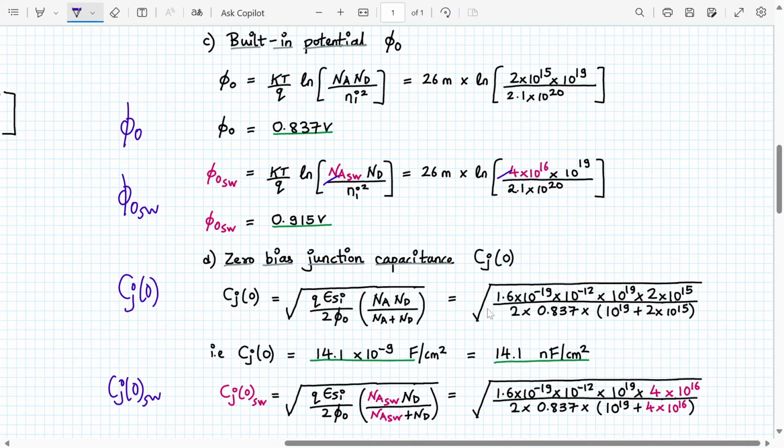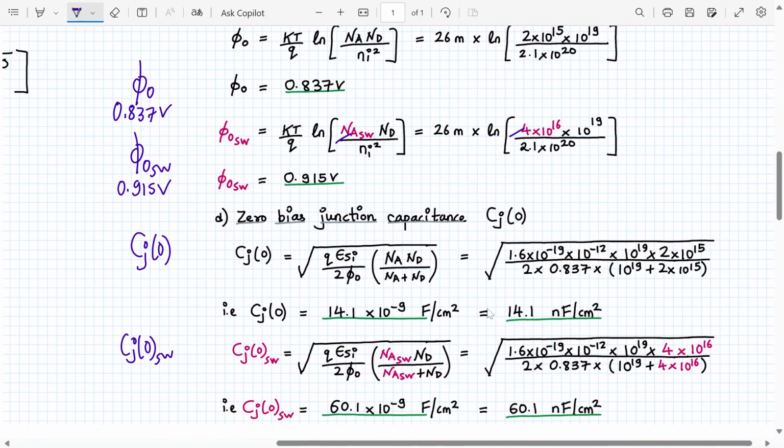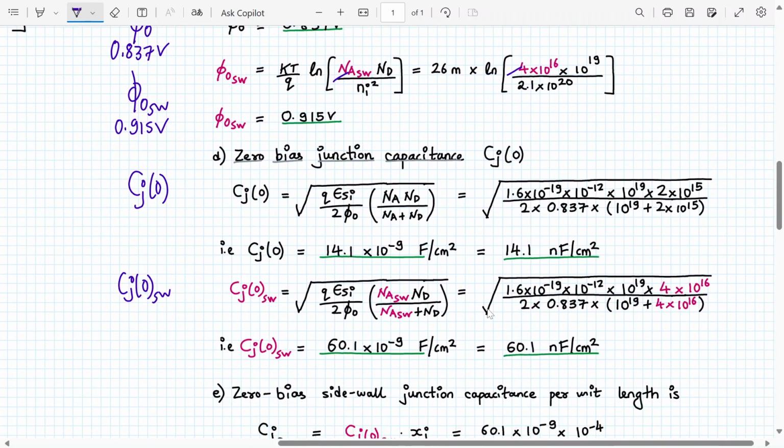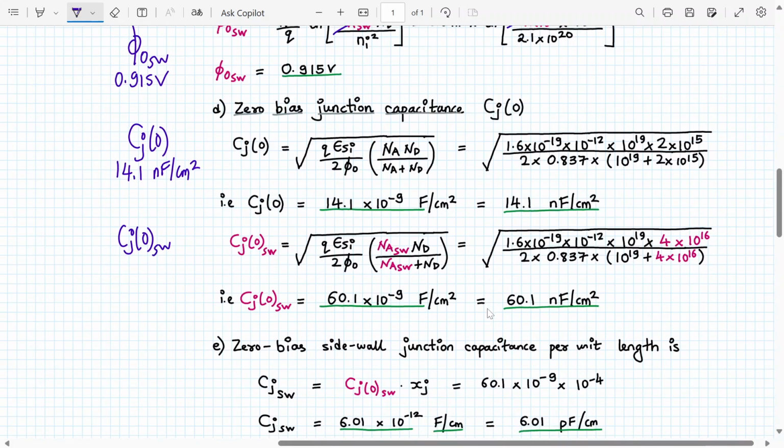Here let me write the value. This is around 0.837 volt, 0.915 volt. You should get these answers. CJ0 will be 14.1 nanofarad per centimeter square, and for CJ0 side wall, side wall doping will be substituted. Phi naught side wall will be substituted.